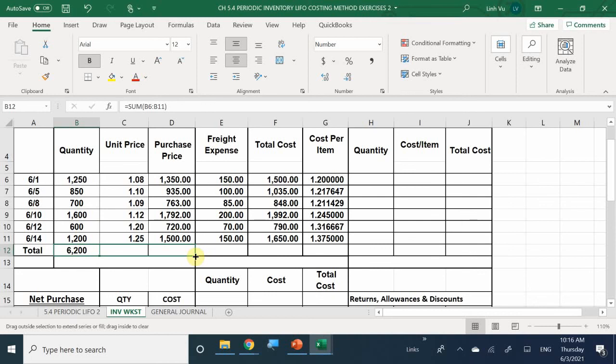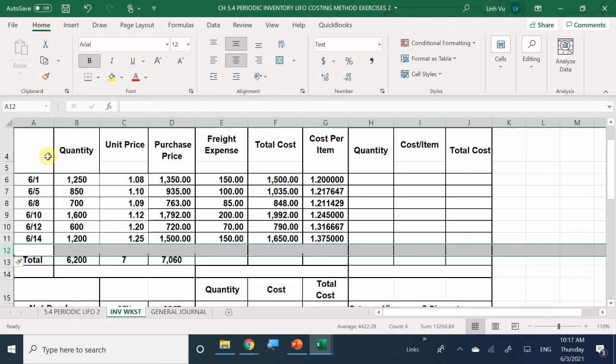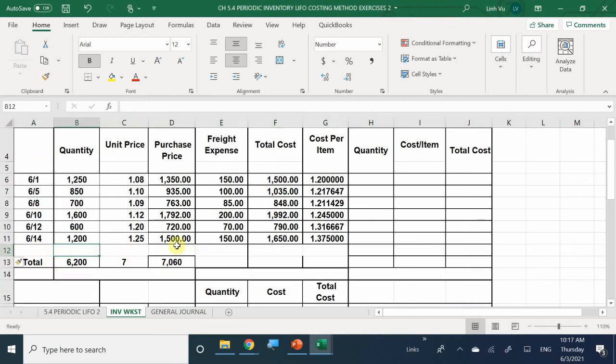I got $5,560. Which is probably wrong. Yeah, I did not get that. Let me insert it in here so then you guys can follow. All right, we can slowly calculate that. If we take 1350 plus 935 plus 763 plus 1792 plus 720 plus 1500. Yeah, you're correct. 7,060. All right.